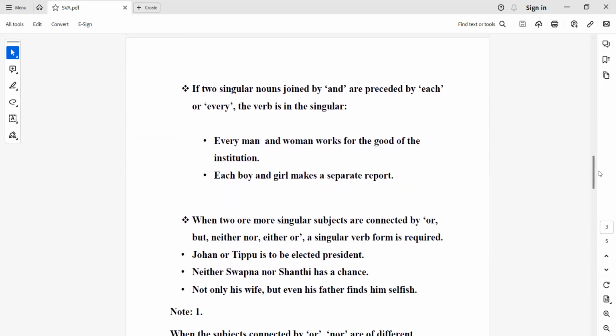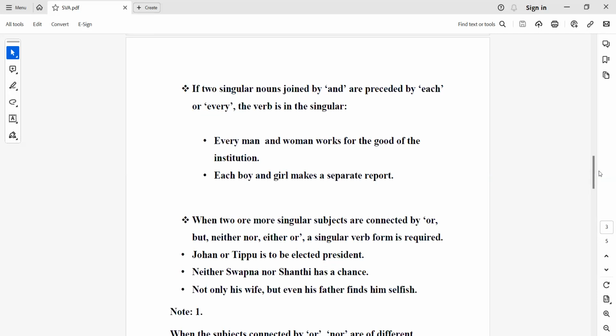The next rule is if two singular nouns joined by and are preceded by each or every, the verb is in the singular. Every man and woman works for the good of the institution. Each boy and girl makes a separate report.